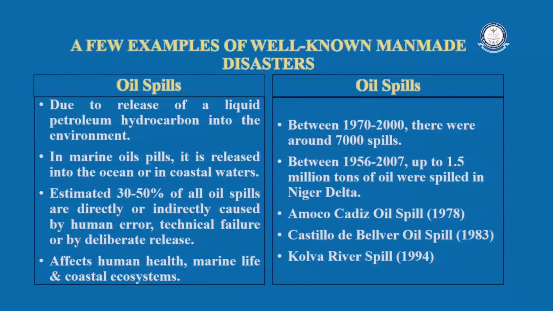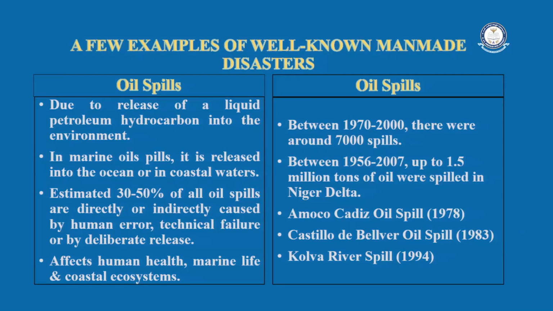So the next man-made disaster is oil spills. Oil spills are due to the release of liquid petroleum, that is hydrocarbon, into the environment. It takes place as marine oil spills, released into the ocean and coastal waters. Just now we discussed man-made disasters impacting the air, land and environment, and this is a disaster which also impacts ocean biodiversity very much.